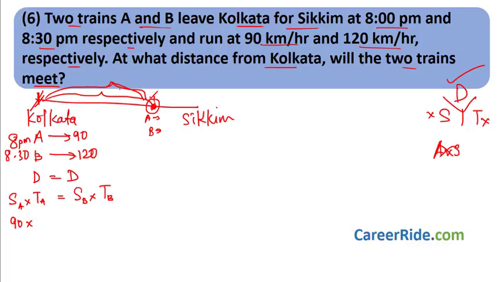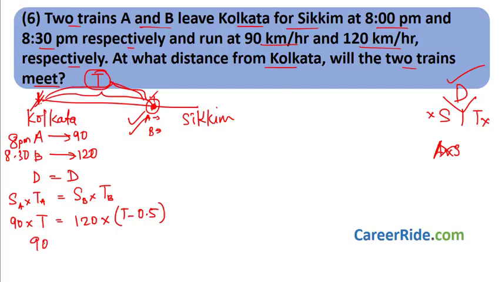So what do we do? Let us consider that A takes T hours to travel from Kolkata to this point. So the time taken by A is T hours. The speed of B is 120, that we know. Time taken by B: now B starts half an hour late. If B is starting half an hour late, that means the time taken by B must be half an hour less. Half is nothing but 1 by 2, that is nothing but 0.5, correct? So train B will take half an hour less to reach this point.